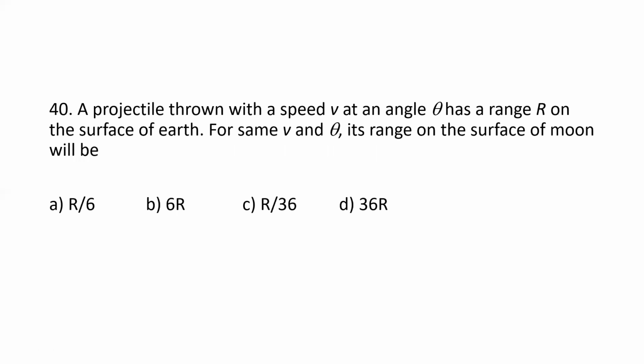A projectile thrown with a speed V at an angle theta has a range R on the surface of Earth. For the same V and theta, its range on the surface of the Moon will be? So what is the value of the range on the surface of the Moon? Let us calculate this. So what is our range formula?